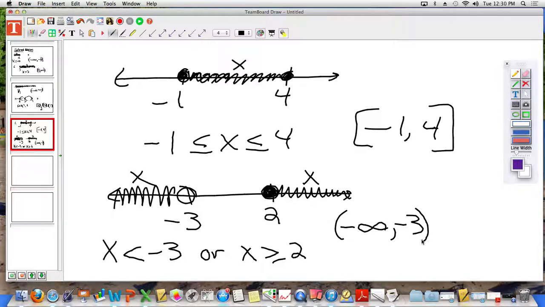Why is there a parenthesis? It's not -3. Empty. Yep, open circle. What do I do here with this empty spot on the number line? A U. Very nice. My shading picks up again at 2, so I do bracket 2, comma, and where does it go to? Positive infinity.